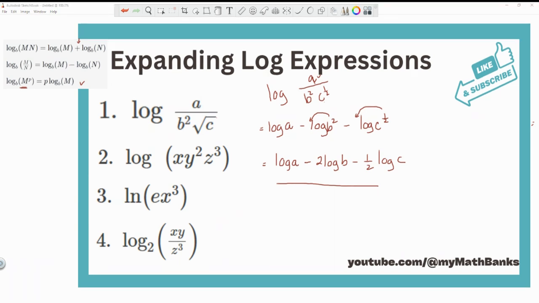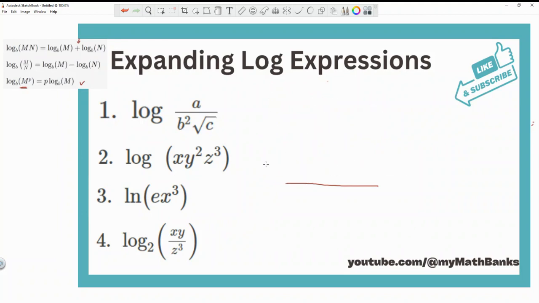Okay. All right, so now let's try letter B. Okay, so if you want, you can pause this and try number two first on your own, and then you can compare your answers with mine.